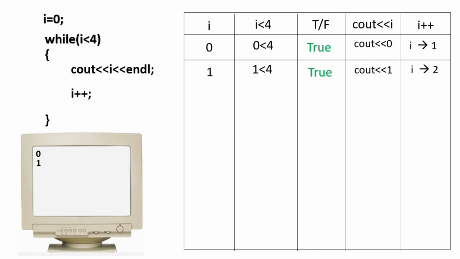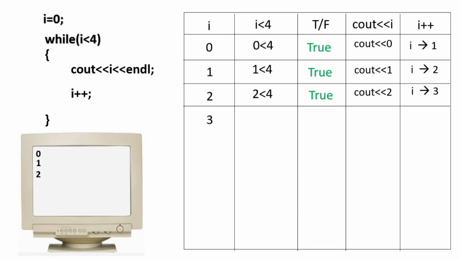Then I will be incremented to 2. The value of I is 2 now. 2 is less than 4. Condition is true. Next we are printing value of I, that is 2. After that we will increment the value of I to 3.